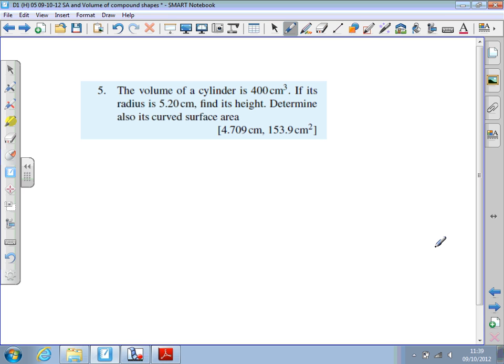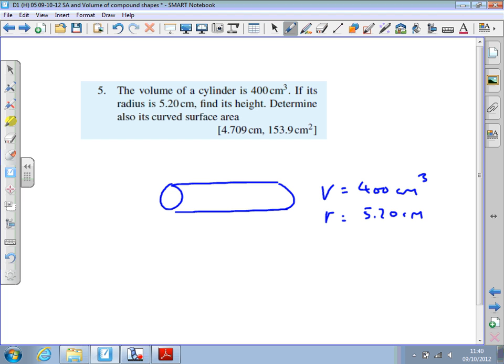So the volume is said, I would draw the cylinder. The volume is 400 cubic centimeters. The radius is 5.20 centimeters. Find the height. I'm after this, h. So I've drawn it. I've extracted the information. You could either write v inside it and then the radius is here, but I like to write it by the side.